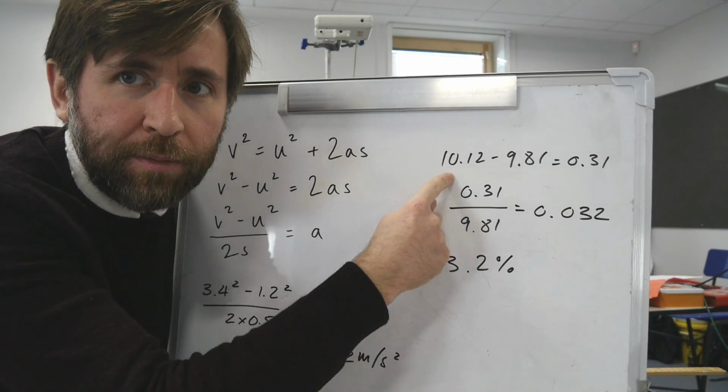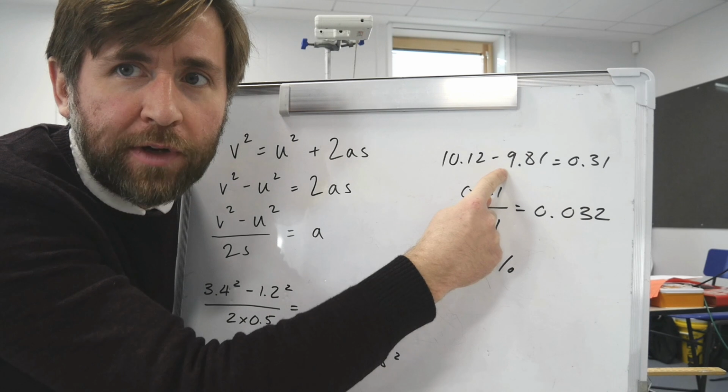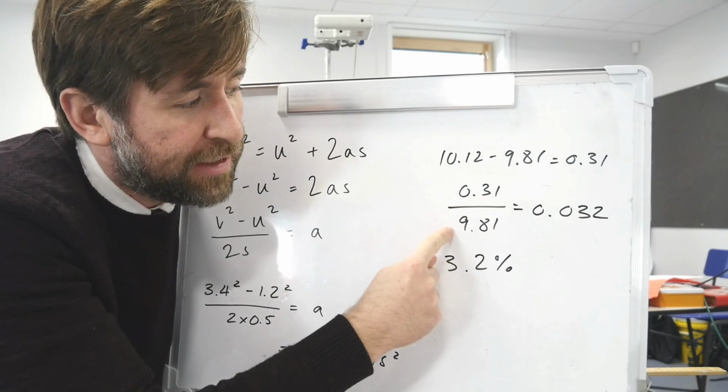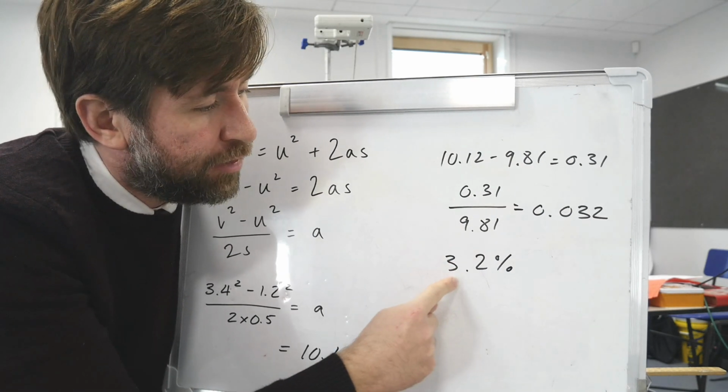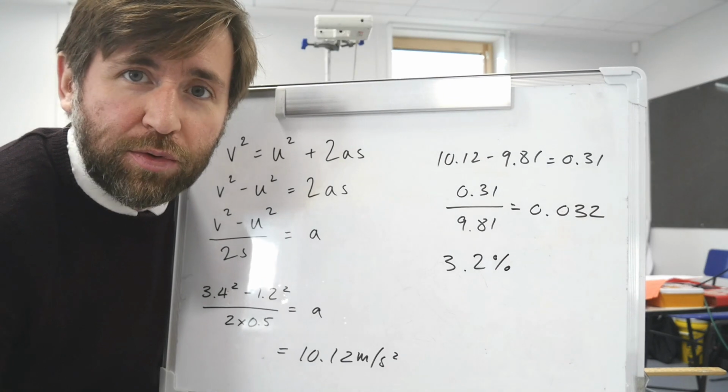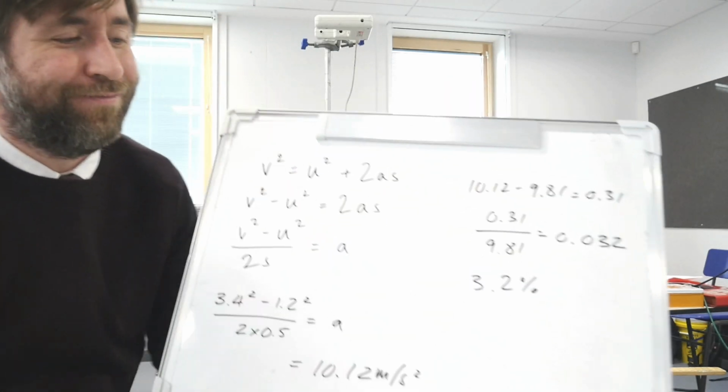So that's my measured value. 9.81 is the true value, therefore the difference is 0.31. 0.31 as a percentage of 9.81 is 3.2%. So that's not bad in the lab, in a school. That's quite accurate really. I'm looking for anywhere below 5% in my experiments in the lab.